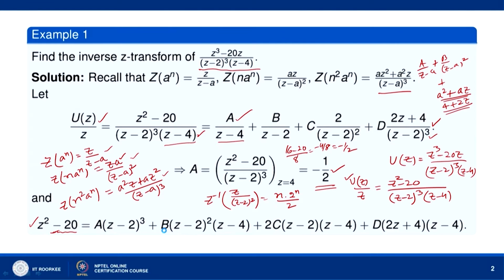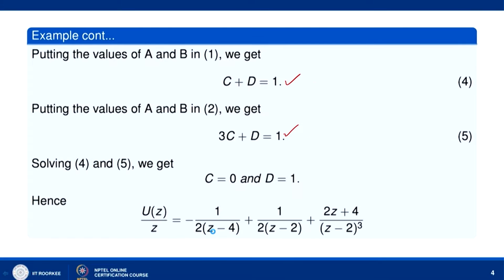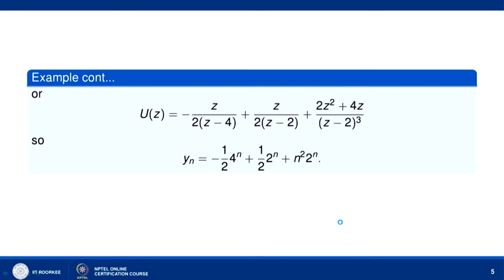In U(z)/z, you put the values of a, b, c, d. So U(z)/z becomes minus 1 over 2 into 1 over z minus 4, plus 1 over 2 into 1 over z minus 2, plus (2z plus 4) divided by (z minus 2) whole cube. Now, you can see if you just multiply this equation by z, you will get the expression of U(z) in the standard form, where we can directly use the formula for the inverse z transform. So U(z) is equal to minus z over 2 times (z minus 4), plus z over 2 times (z minus 2), plus (2z square plus 4z) divided by (z minus 2) whole cube. So we get this.